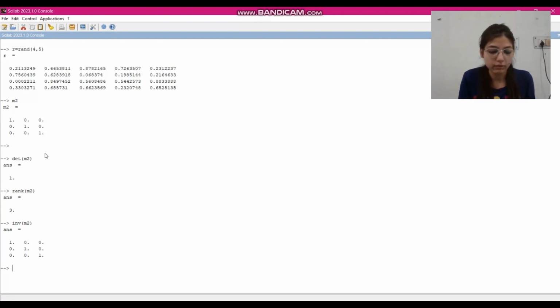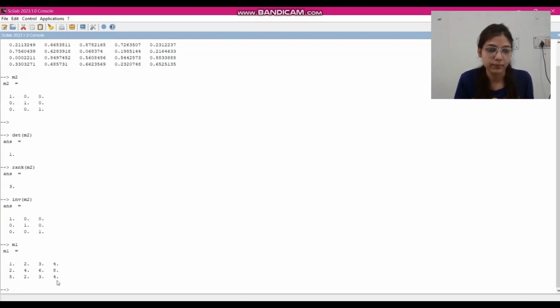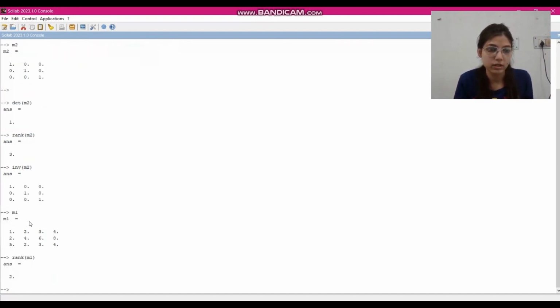So we took the matrix M1, this one. Since this is not a square matrix, we will not be able to find the determinant and inverse, but we'll be able to find the rank. Let's find the rank of this one. Rank of M1 is 2. When we do the row operations and all, you will get the rank is 2. But from Scilab, we can easily get in one line, within seconds, the rank of the matrix. But we will not be able to find the determinant and inverse since the matrix is not square.